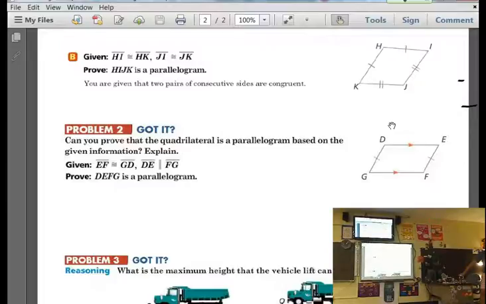What do we think here? What you're pointing at, Caleb. Carmen? Okay. Well, it's not a parallelogram because the sides across from each other, they're congruent. But this says the ones right next to them are.